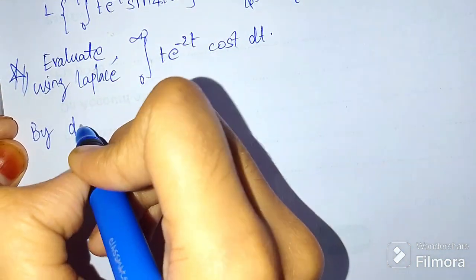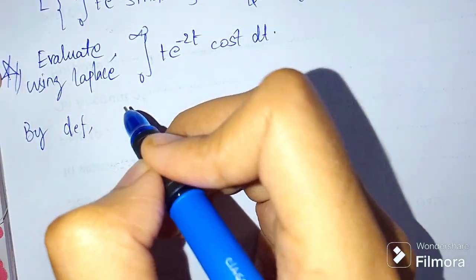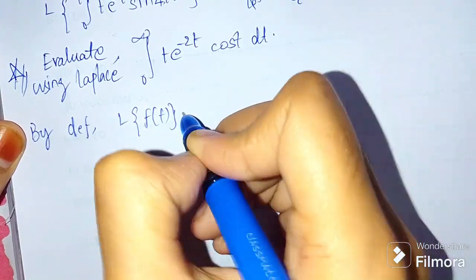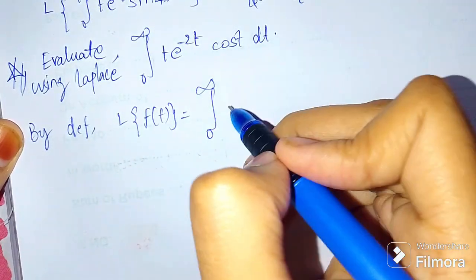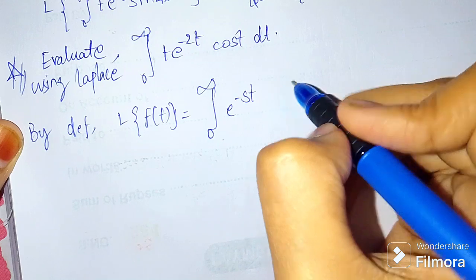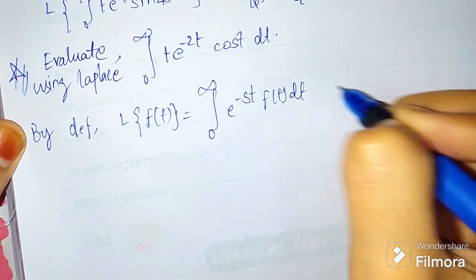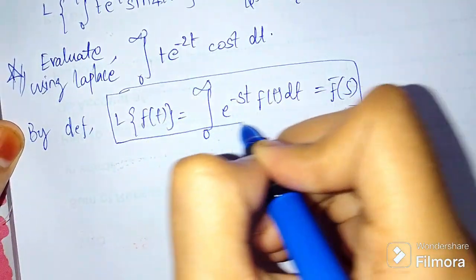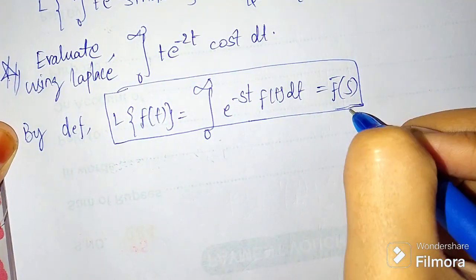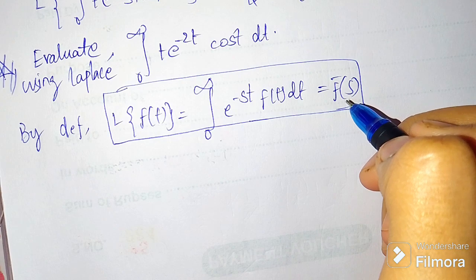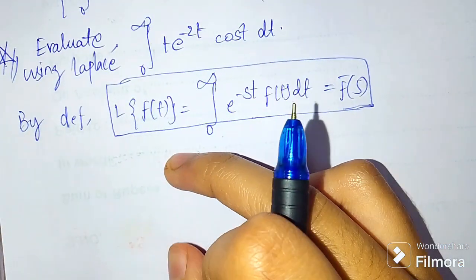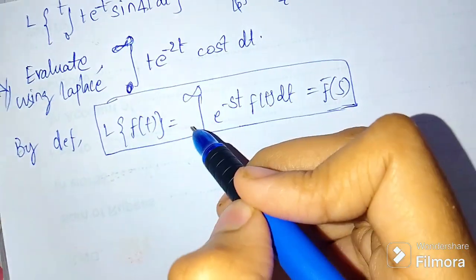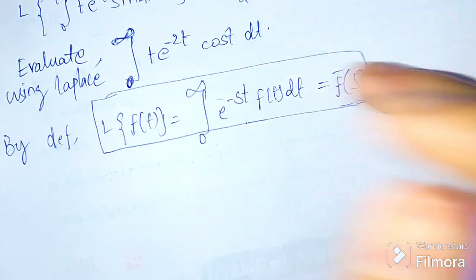By definition, what you know is very basic, the very first line we wrote in this chapter. Laplace of a function is integral 0 to infinity e power minus st f of t dt, which is my f bar of s. This is the first line I told you in this chapter. So how should I remember that this question should be solved by definition? See the limits. Limits are 0 to infinity, which can only be seen in the definition. Okay, that is the trick.